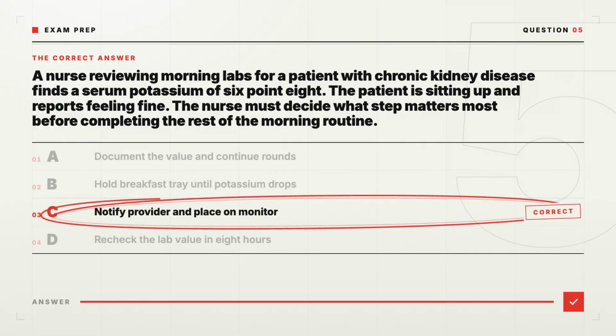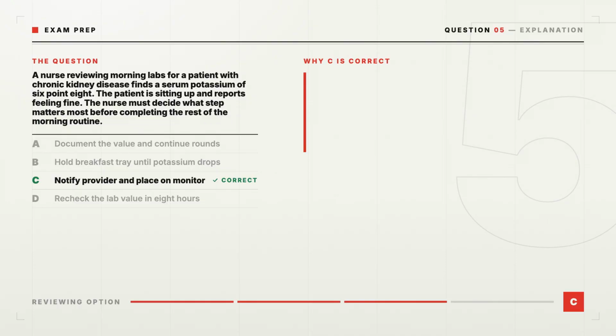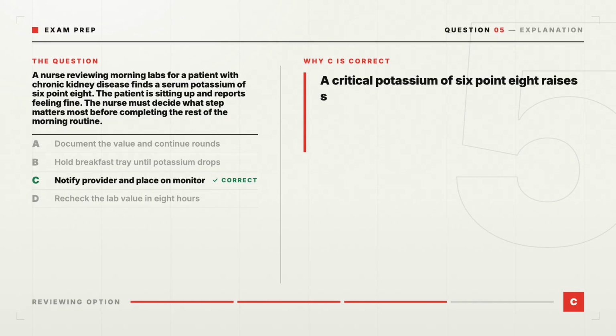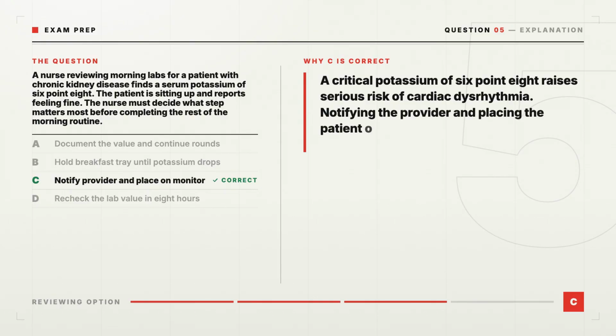The correct answer is C. Notify provider and place on monitor. C is correct because a critical potassium of 6.8 raises serious risk of cardiac dysrhythmia. Notifying the provider and placing the patient on a monitor allows fast treatment and early detection of arrhythmia before collapse.